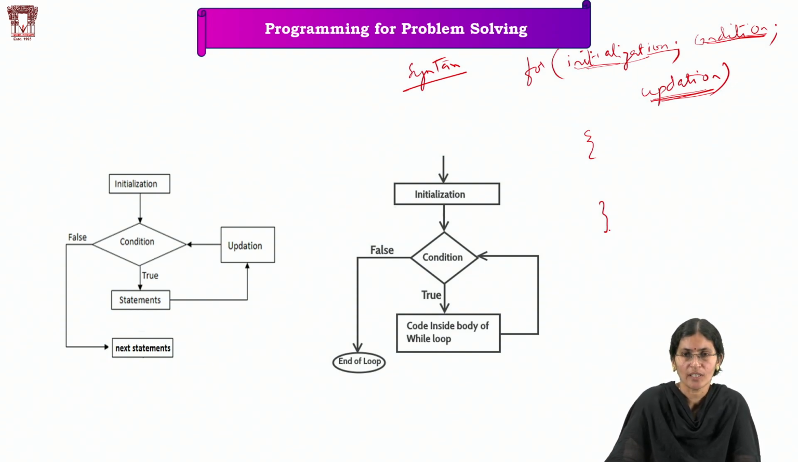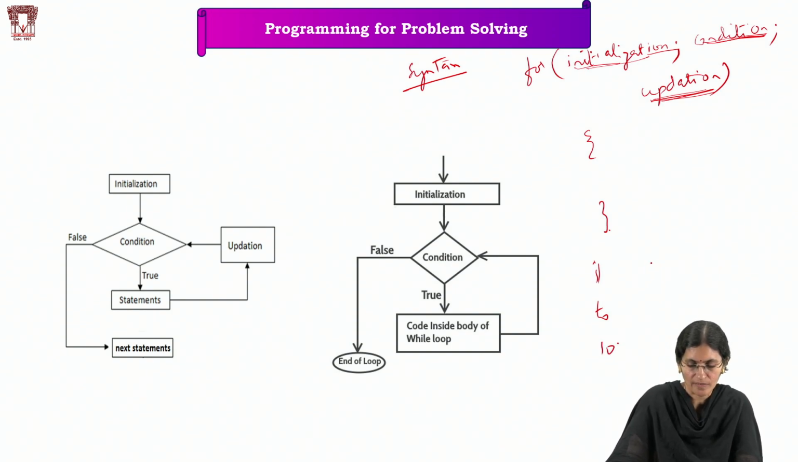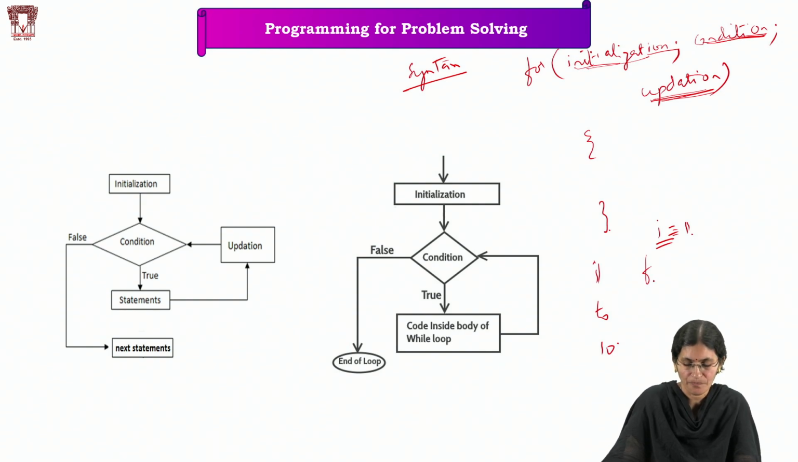Let us understand it with the help of one example. For example, if you want to print the numbers from 1 to 10, you can write a loop. A variable is taken and we initialize it to 1 because the loop has to be started from 1. So you can write it this way: for int i = 1; then the condition i <= 10; and then after that i++.